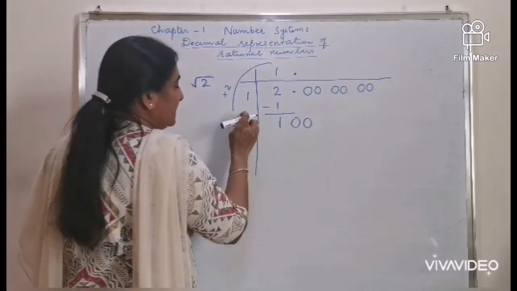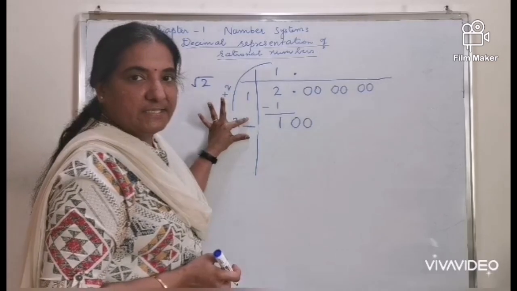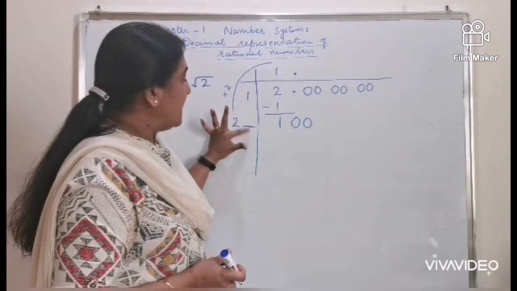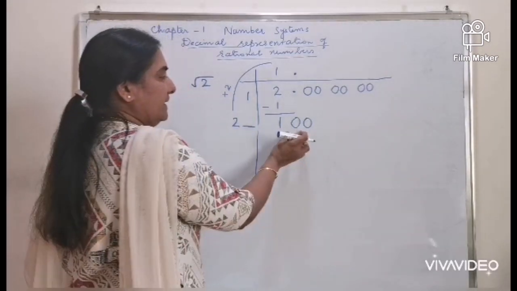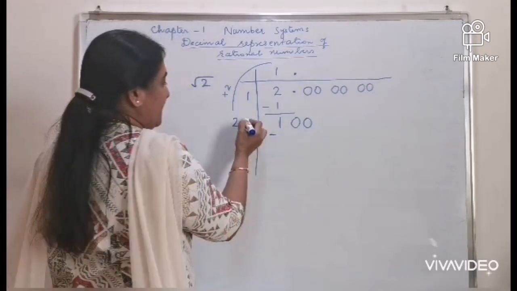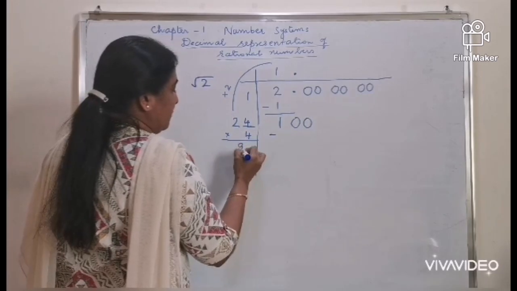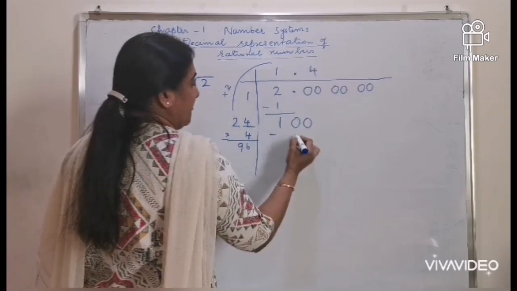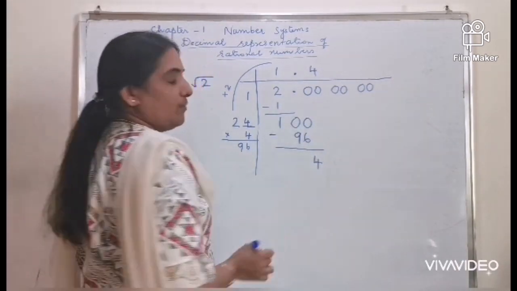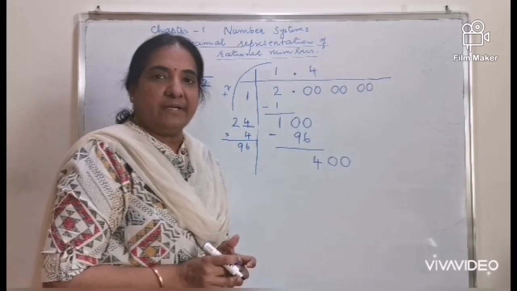You have to get a digit here in such a way that the units digit is the same as the number you are multiplying with. At the same time, it should be close to the value of 100. So you can see 24 into 4 is giving you 96. 100 minus 96 is 4. As I told you, 2 digits will come down as 400.